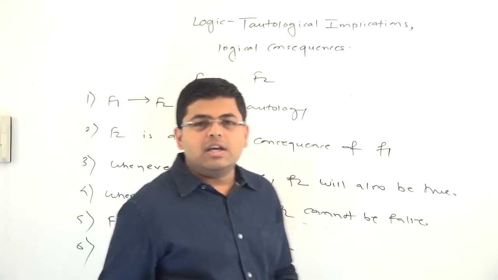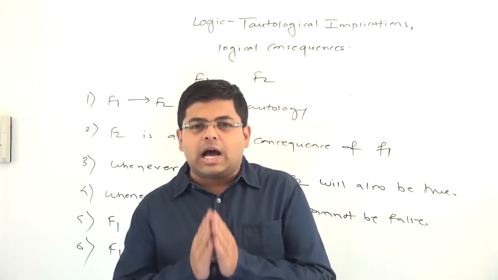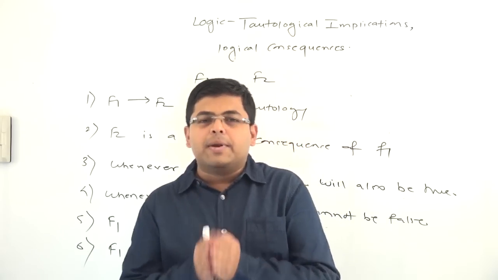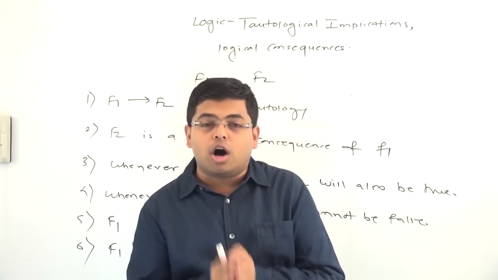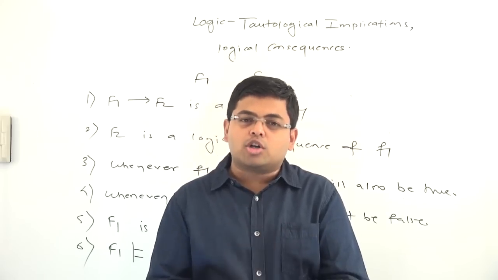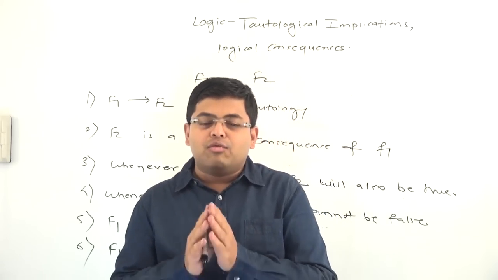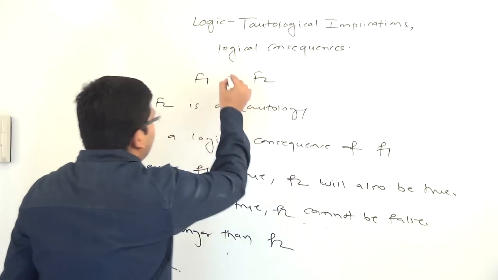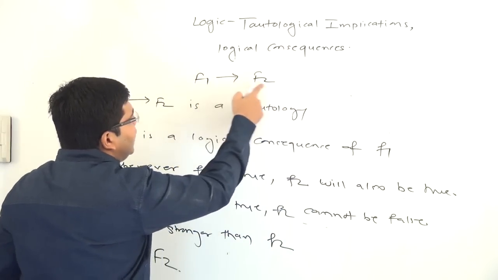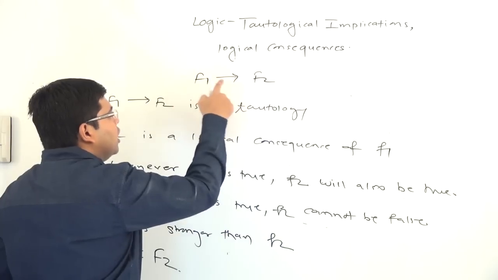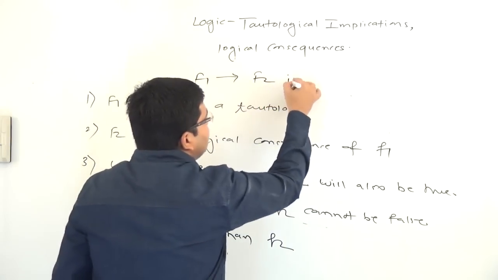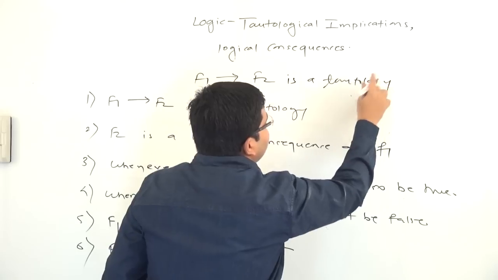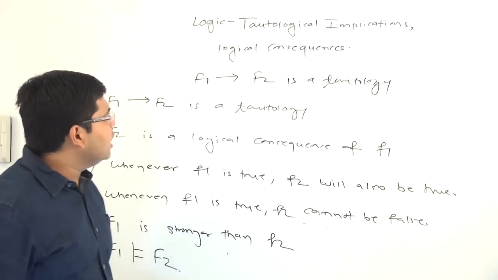So basically, tautological implications are nothing but implications which are always true. Implications which can never be false are called tautological implications. Whenever you have got a tautological implication, you have got something of the format F1 implies F2, and if F1 implies F2 is a tautology, then F1 implies F2 will be called a tautological implication.